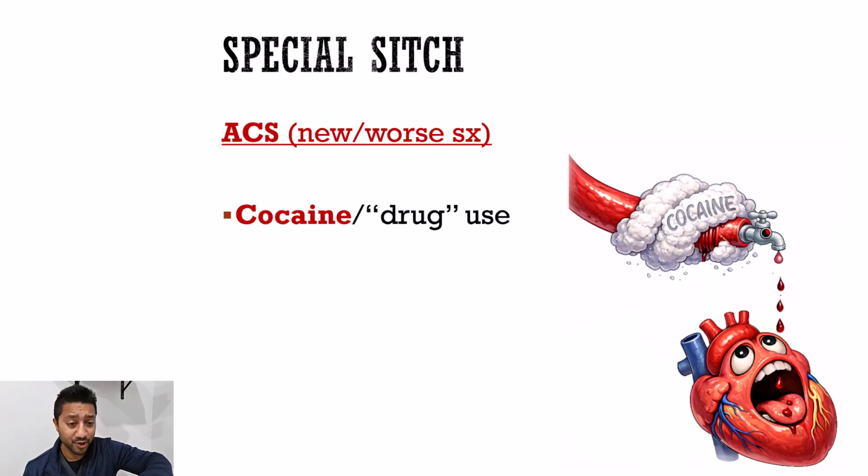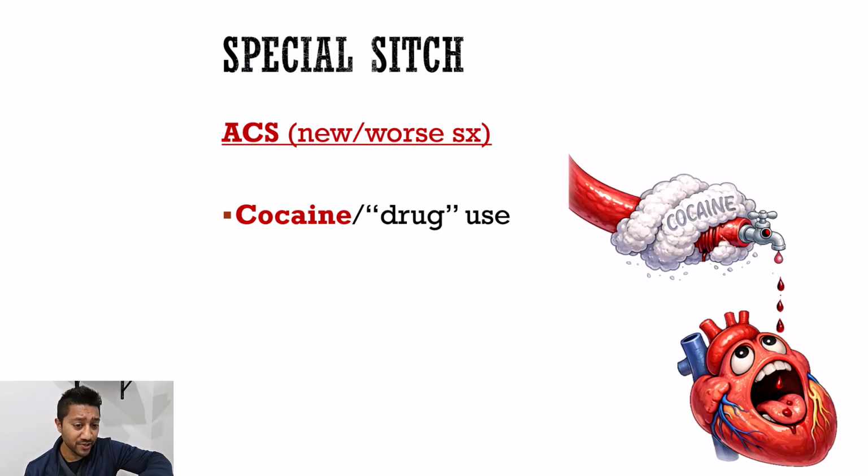Now, for all intents and purposes, your next steps will be the exact same as if you were dealing with an atherosclerotic case of ACS. And that's just because people who do cocaine can still have atherosclerotic disease and therefore still require the same interventions as what we talked about earlier.